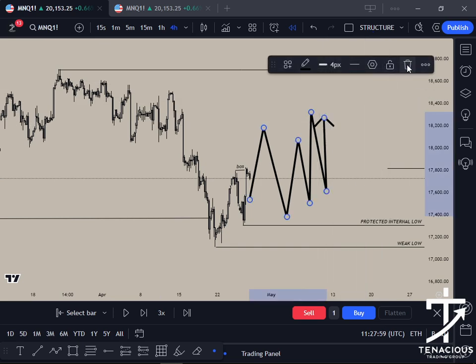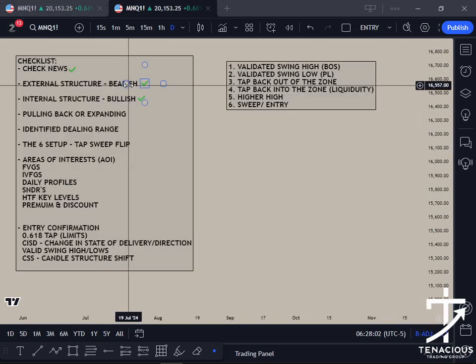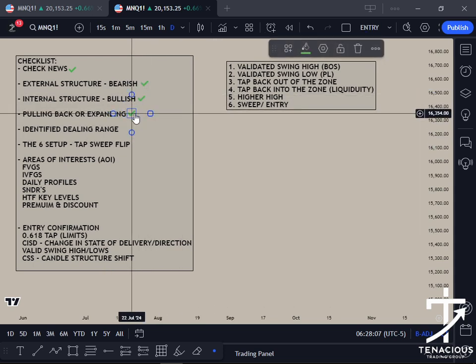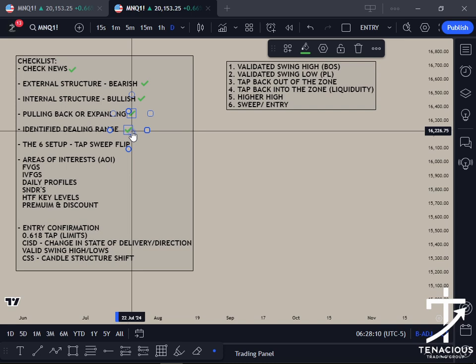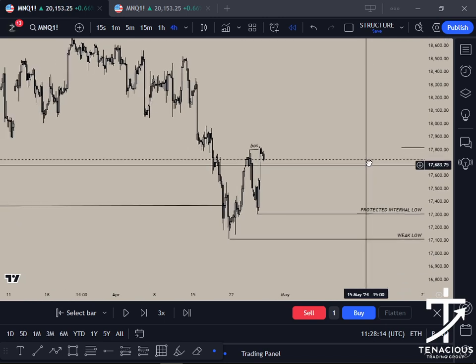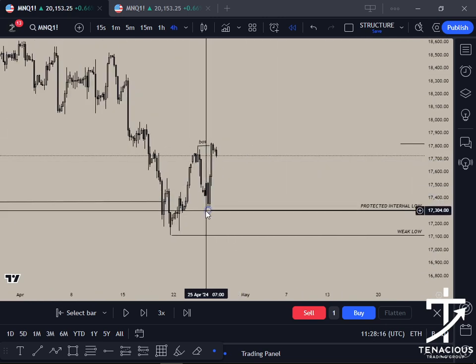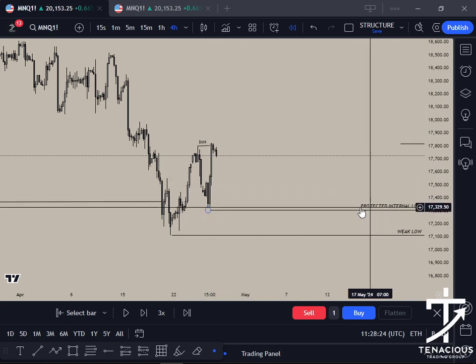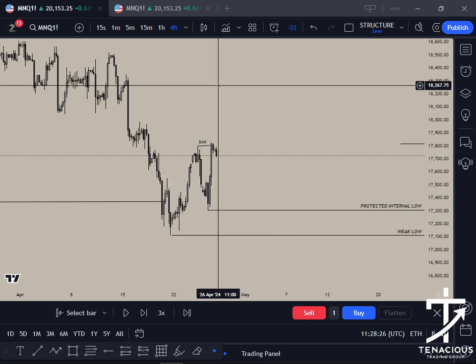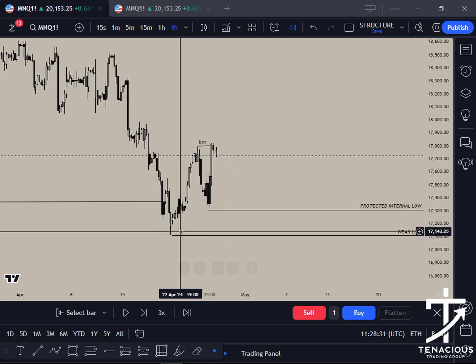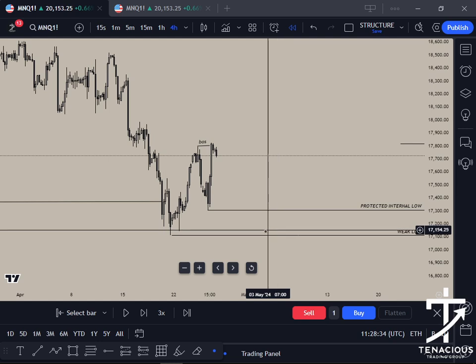So we have identified that we're pulling back, and we've identified our dealing range. So now we are not going to get faked out. Internally, if we now break this internal low, I now know that structure is bearish both internally and externally. Until then, we are bullish internally, guys. That's all it is. So let us see how price plays out.